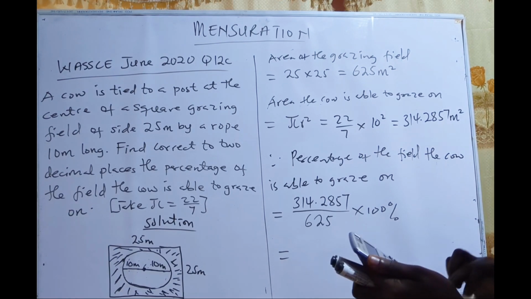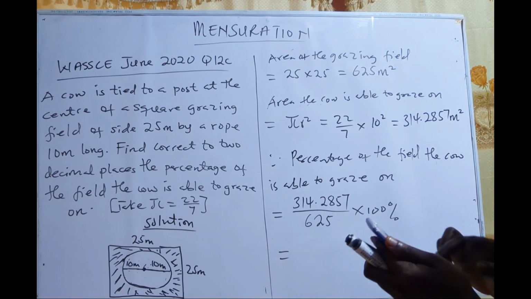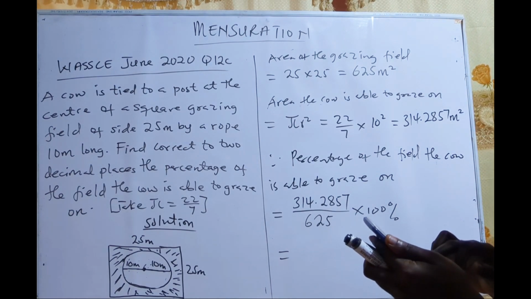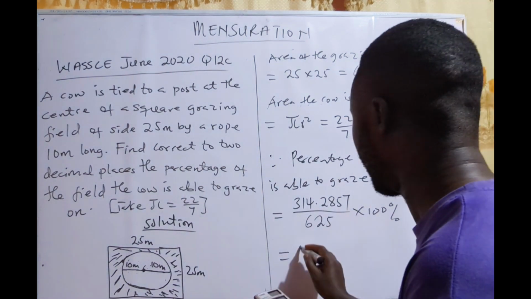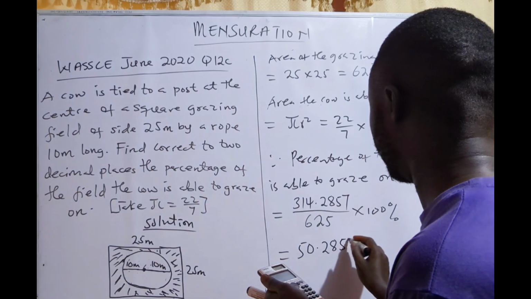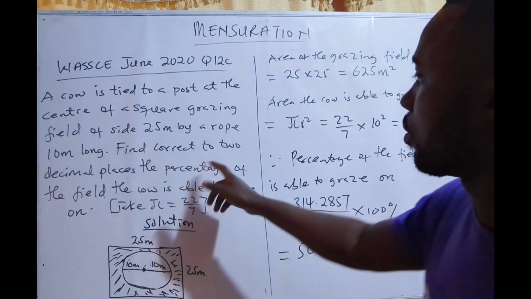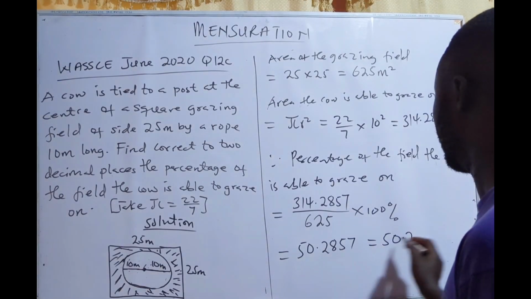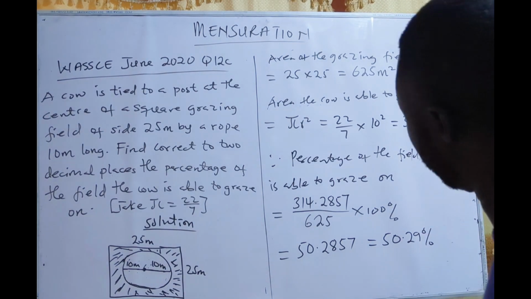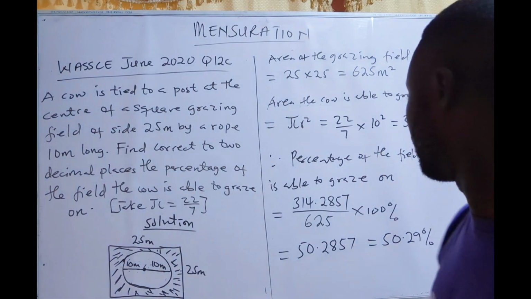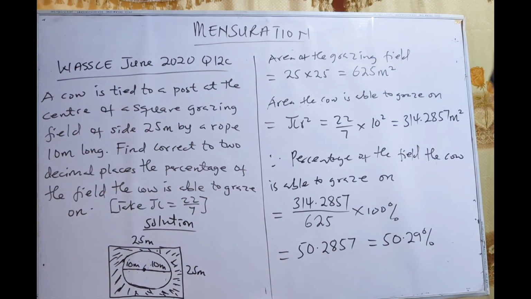So 314.2857 divided by 625 times 100 will be 50.2857. We were asked to correct our answer to 2 decimal places. So to 2 decimal places, that will be 50.29%. So the percentage of the field the cow is able to graze on is 50.29%. I believe this is understood.